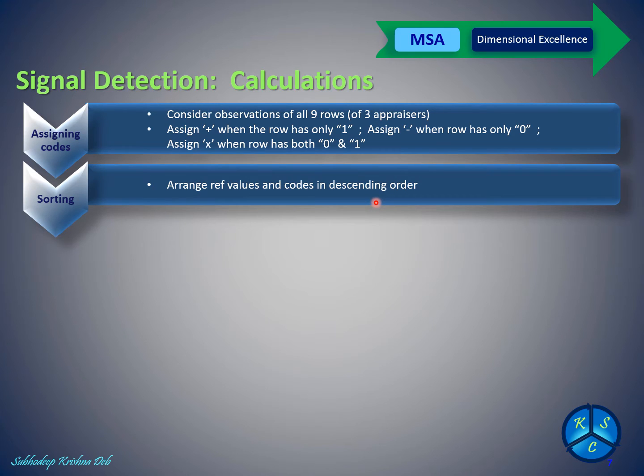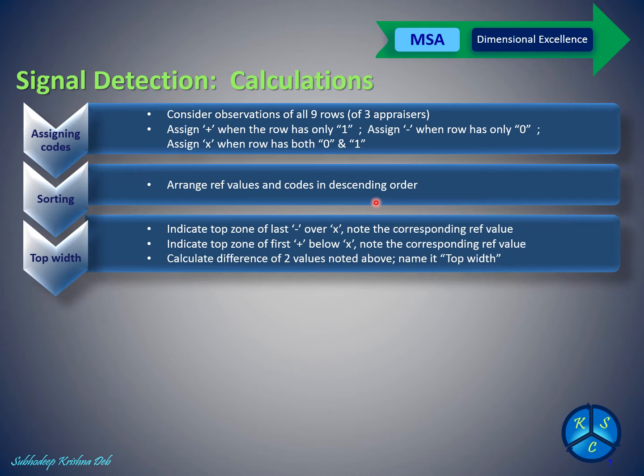Okay, that has to be arranged in descending order using the reference value that we have measured and the codes. After that, we have to indicate the top zone. The last negative sign over the cross sign and the corresponding reference value need to be noted. Then we have to indicate the first positive sign below the cross sign and take the corresponding reference value. Now with these two reference values, we calculate the top weight, the difference.